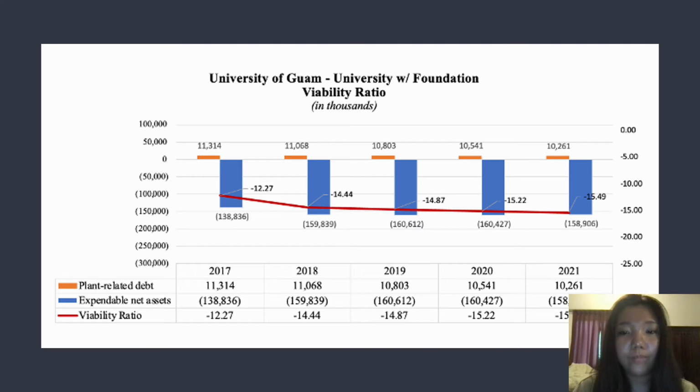Another thing you notice with the red line, which is the viability ratio, is that this is also negative. This means that the University of Guam does not have enough spendable resources to cover their debt, and the ratio itself is generally a decline, as you can see, which is another warning trend. Specifically, if you see from 2017 to 2018, there's a sharp decrease, which I will explain the reason in the next slide.